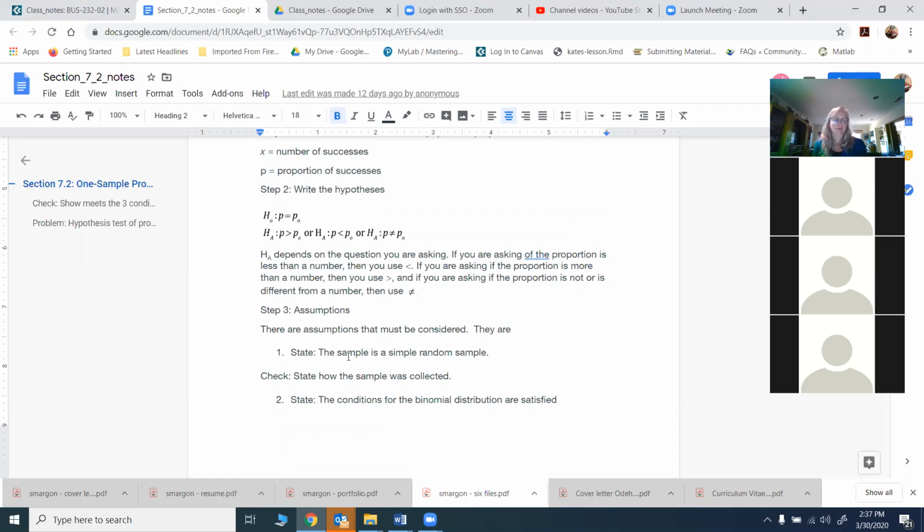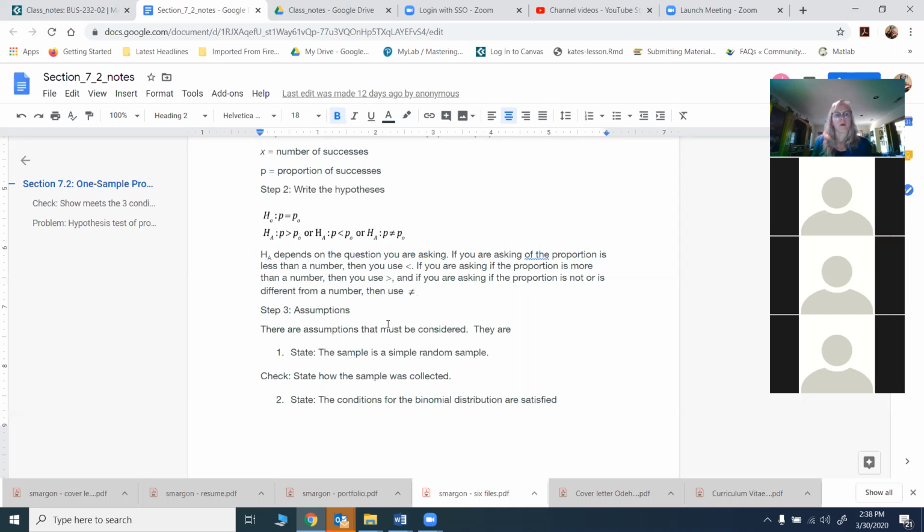Before we do that, every test has what we call assumptions. These are things that must be true. Some people like to call them requirements. I guess I've only seen assumptions and requirements. It's a good way to think of it, as these are things that must be true in order for the test to be valid. In other words, in order for what we're going to do and say to actually be something we can do and say.